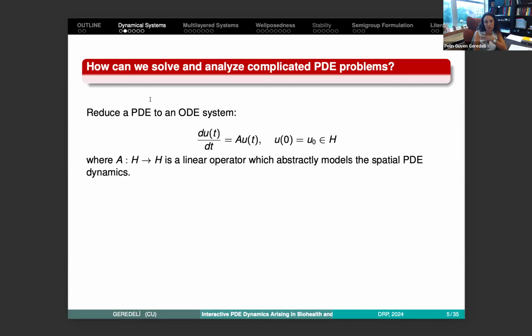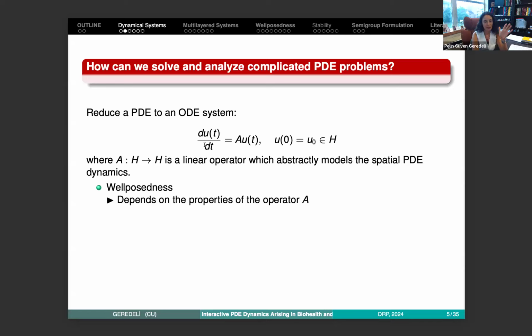So my starting point is a complicated PDE, but I reduce it to an ODE system, which I'm more familiar with. From the ODE classes, we already know how to deal with this kind of equation. This is the first order differential equation, and I have the initial data. A assumes a linear operator, which models the PDE dynamics. If you can reduce your complicated PDE into this form, then you might start to ask if your problem is well posed, which means: is there any solution? If there is, is it unique? And does the solution depend continuously on the initial data?